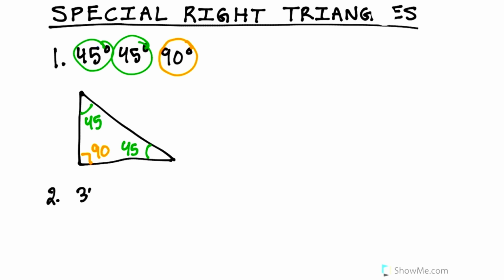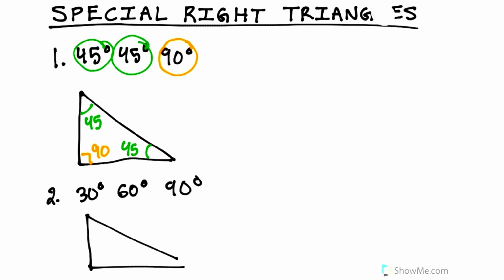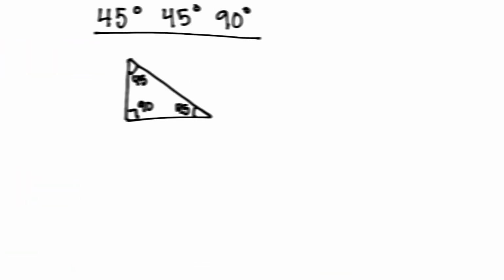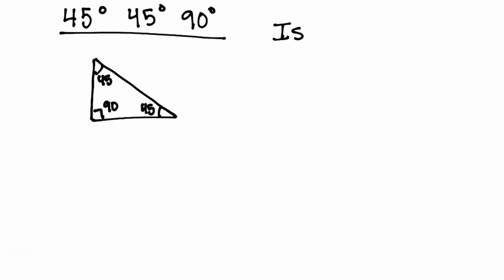So the second triangle is a 30 degrees, 60 degrees, 90 degrees. So yet again, one of the angles is going to be 90, and then our other two angles are 30 and 60. So the 45, 45, 90 degree triangle is a special triangle called isosceles.